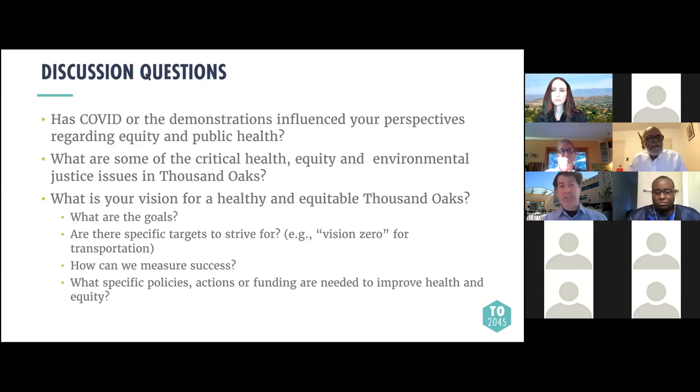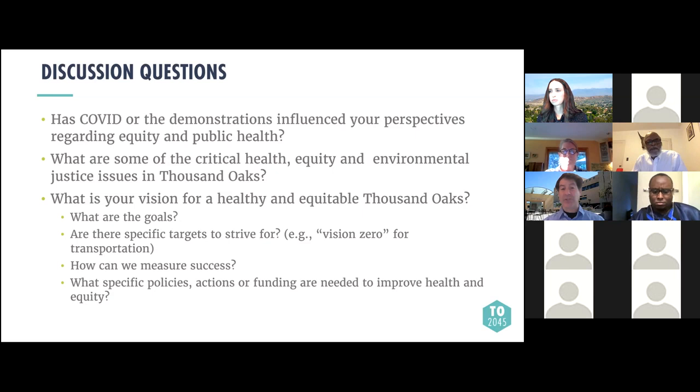The discussion questions, just to tee this up for you so you can think about it. The first is, given the environment that we're in, given the demonstrations and COVID, have these events and this time influenced your perspectives regarding equity and public health? If so, how has that happened? The second is, what do you think are some of the most critical health equity and environmental justice issues that Thousand Oaks should deal with?